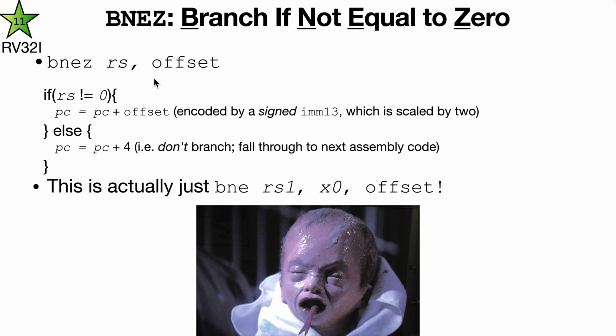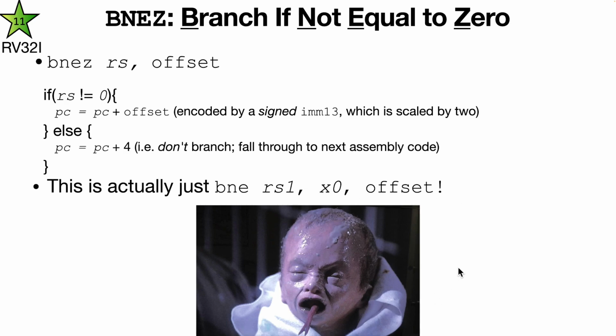So branch if not equal to 0, I'm not going to do a build slide for this. It's just if the source not equal to 0, then branch. And the other thing besides the source is going to be the hard-coded 0 register. So branch if not equal, register source not equal to 0, branch to the offset.